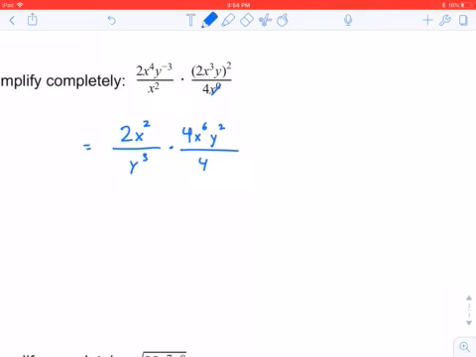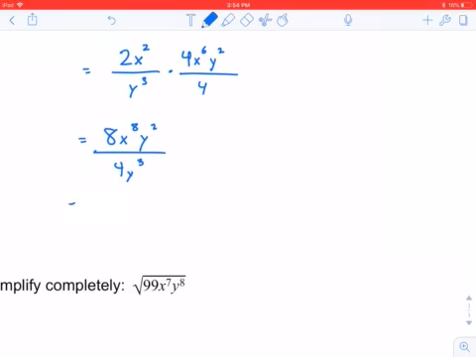So I'll go ahead and multiply 2 times 4 is 8. X squared times x to the 6th is x to the 8th because we add the exponents according to the product rule. And then we have 4y cubed here. Now we divide. 8 divided by 4 is 2. We have x to the 8th and y to the, when we divide two numbers with the same base, we subtract their exponents, that's -1. And finally, by the negative exponent rule, this would be y to the 1st in the denominator.